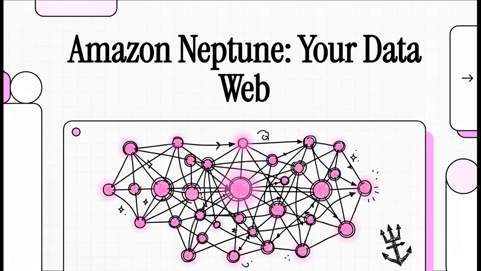For the longest time, we've all pictured data in these neat little rows and columns, like a spreadsheet. But what if I told you the most valuable insights aren't in the cells themselves, but in the invisible lines connecting them? That's the hidden web inside our data. And today, we're going to talk about the tool AWS built to finally map it out, Amazon Neptune.